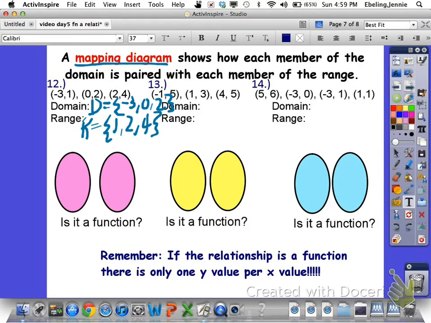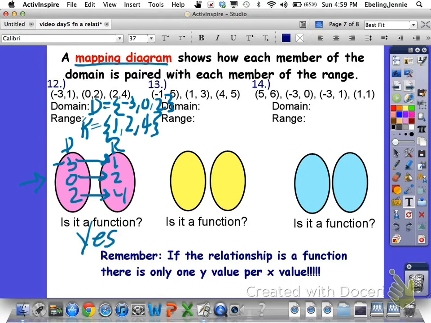What I do for the mapping is I take the -3, the 0 and the 2, and the domain goes in the first box, the range goes in the second box, 1, 2, 4. And then I draw an arrow that hooks up from the ordered pairs. -3 was hooked with 1, the 0 was hooked with 2, and the 2 was hooked with 4. Since I only have one arrow coming from each of these domain values, it is a function, so I would answer yes.